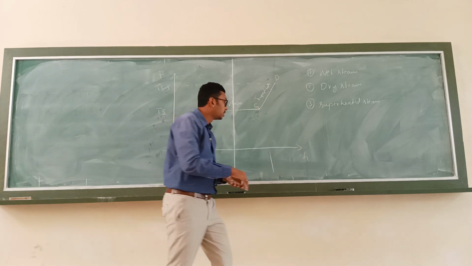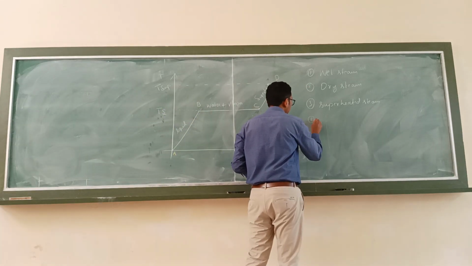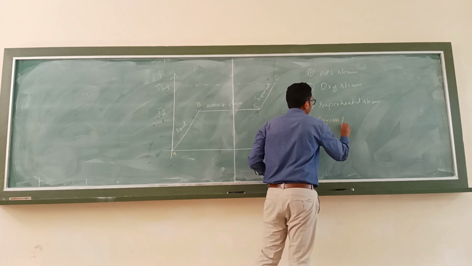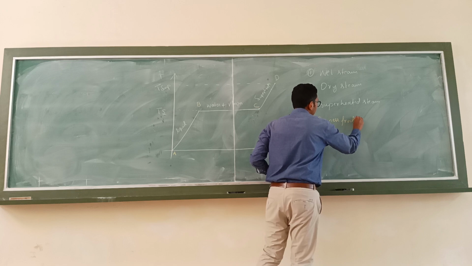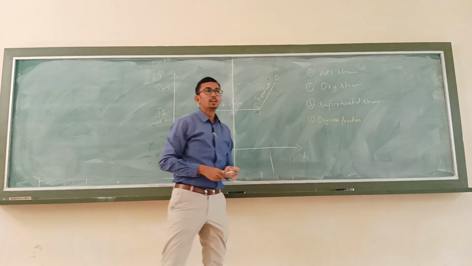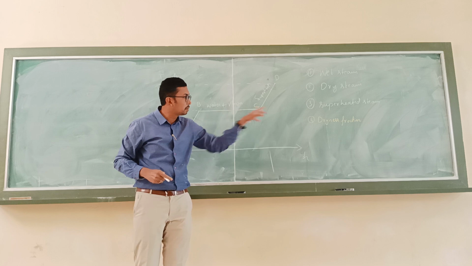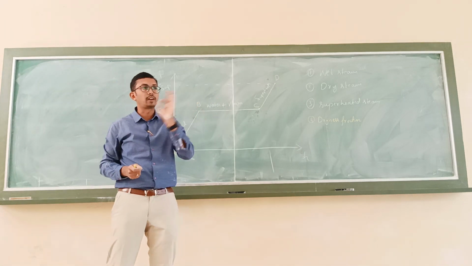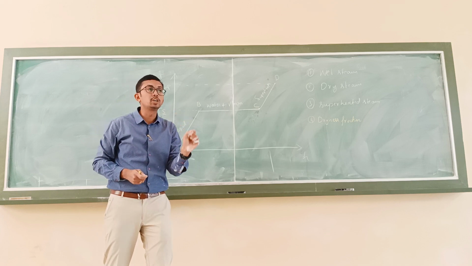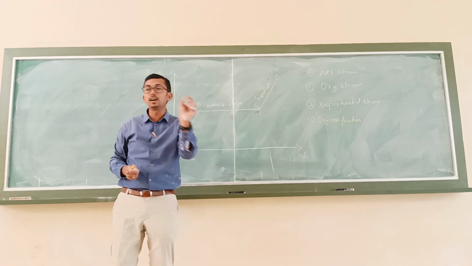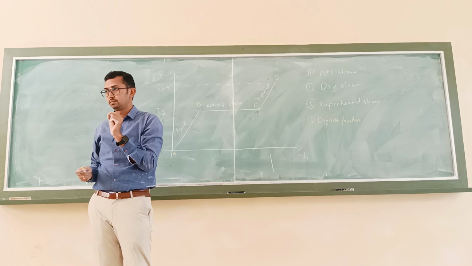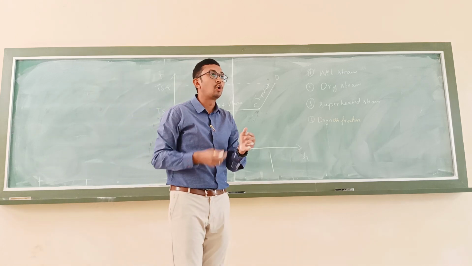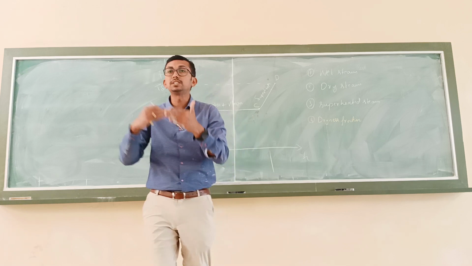So next comes the dryness fraction. The fourth one is dryness fraction. What the name itself is telling is dryness. So that means it is going to tell the quality of the wet steam. It is going to tell the quality of wet steam. So how much percentage of the steam is dry?